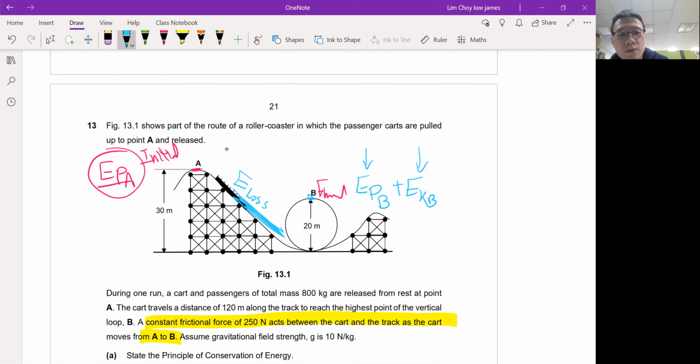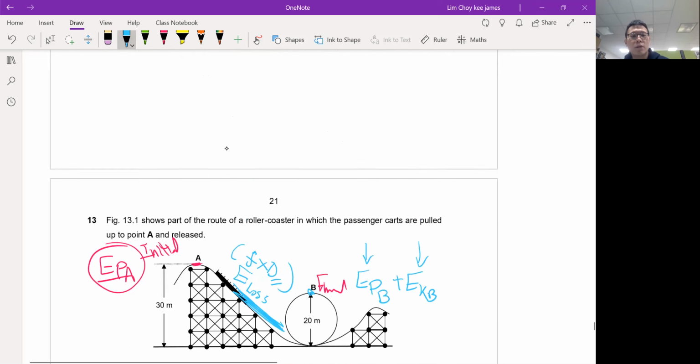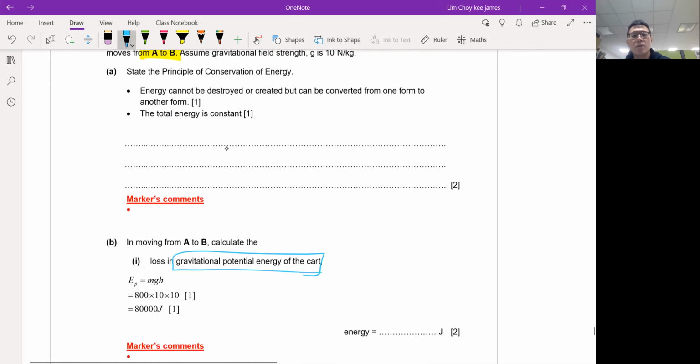And of course, the friction formula you should know: force times distance parallel. The force we are looking at is the friction force, which is 250 here. So once you have made sense of the question and the drawing, now you are ready to solve the question. Calculating A to B, the loss in potential energy: I am from 30 meters, eventually I end with 20 meters. So I can safely say that I actually have a drop in height, which is 10 meters.